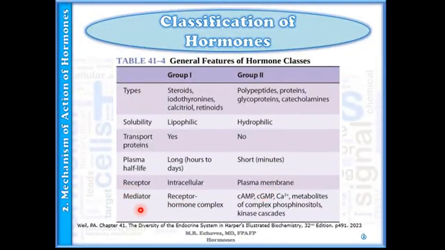Now, for your mediators, the mediator of the signal would be your receptor-hormone complex for your group 1 hormones, whereas for your group 2 hormones, since they can only attach to plasma membrane receptors, they need to generate second messengers. These carry out the signal intended by your first messenger, which is your hormone. Examples are cyclic AMP, cyclic GMP, calcium, metabolites of complex phosphoinositols, and kinase cascades.